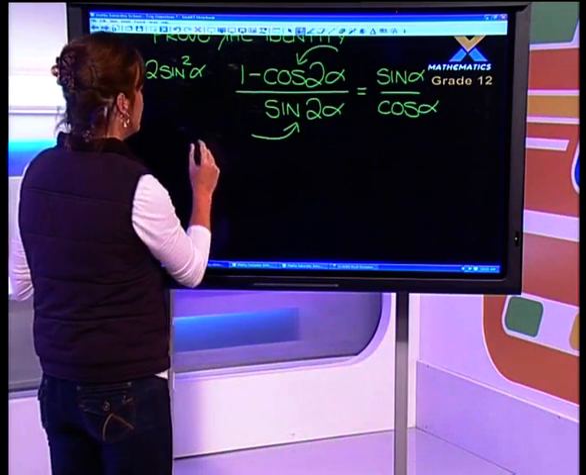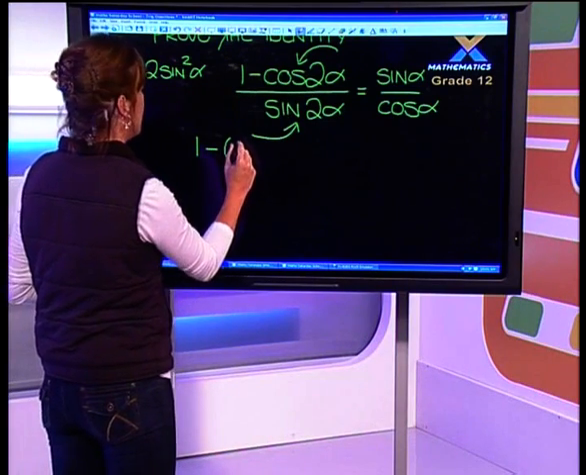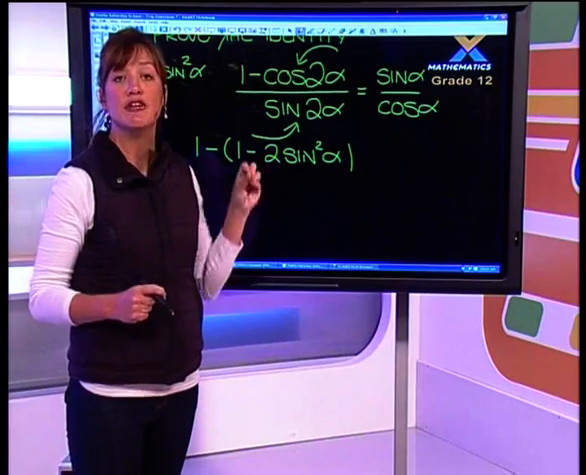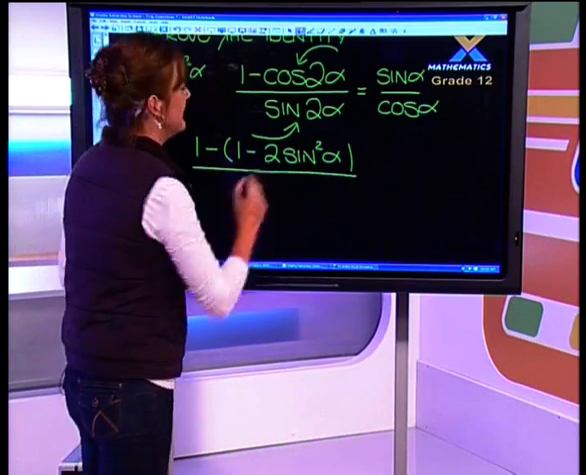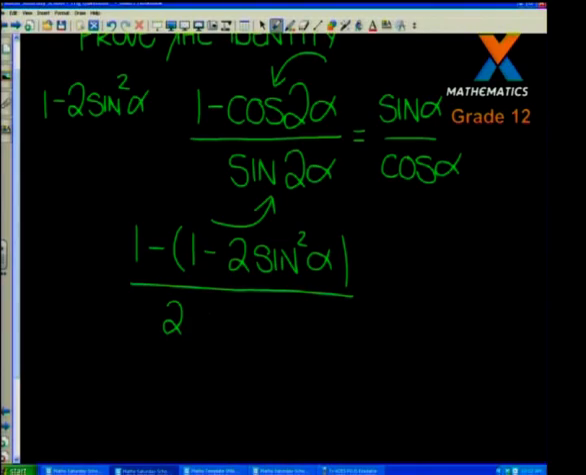So this is what we're going to do. I've got 1 minus, instead of cos 2 alpha, I'm going to fill in here 1 minus 2 sine squared alpha. All right, hope everyone understands what I've done there. So I've chosen that as the identity for my cos double angle. And down below, sine is an easy one because we only have one option, and that is to convert it to 2 sine alpha cos alpha.